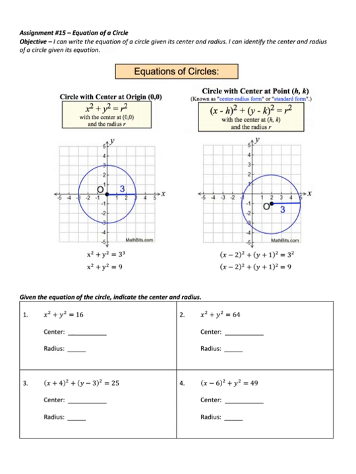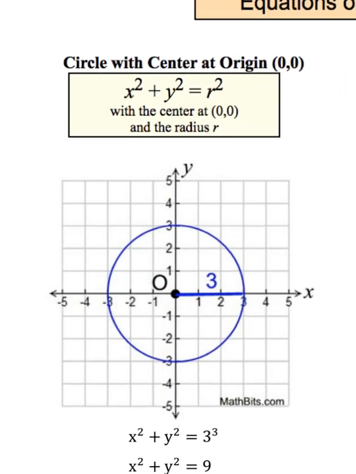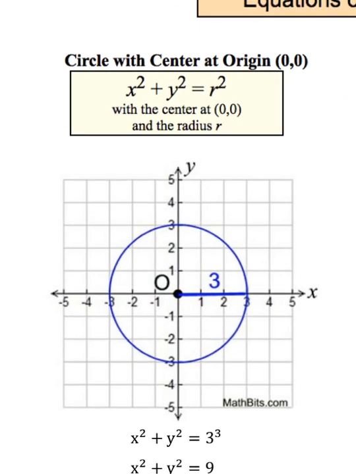Everyone, today we are going to talk about the equation of a circle on a graph. Now, as you can see, we have two different types of circles that we're going to work with. The first type is a circle with the center at the origin, or the coordinate (0, 0). In this case, our equation is always going to be x squared plus y squared equals r squared. Note that r represents the radius of the circle.